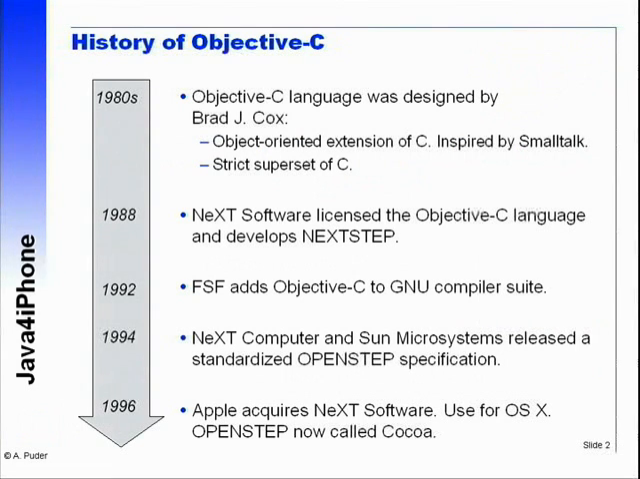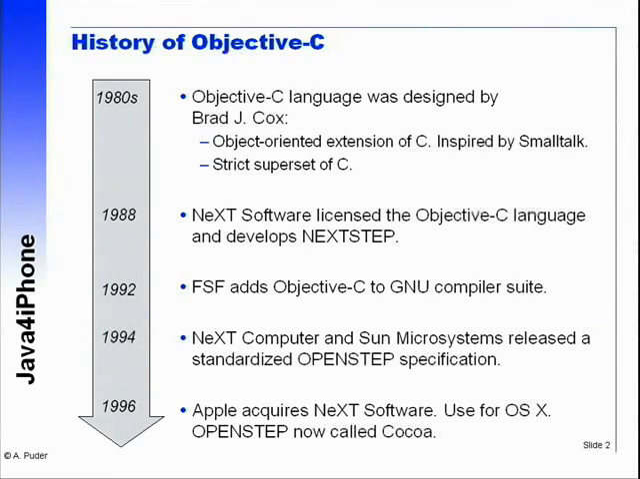OK, the quick rundown of the history of Objective-C. It was designed in the early 80s by a guy called Brad Cox. And Objective-C is, just like C++, an object-oriented extension to C, except that they've taken more inspiration from Smalltalk. So it's a dynamic language, and you will see shortly how that works.